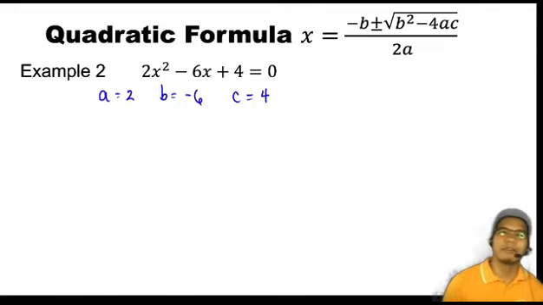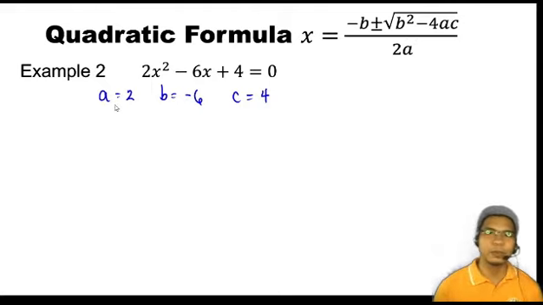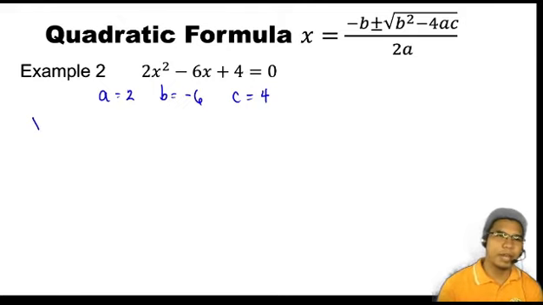So lahat ng value dito sa quadratic formula na a, papalitan lang natin ng 2. Tapos yung b, papalitan lang natin ng negative 6. And then yung c naman, papalitan lang natin ng positive 4. Okay, so let us proceed. So we have x equal to negative quantity, negative 6. Ito yung b natin. So may negative tayo sa labas kasi nandun yung sa formula.